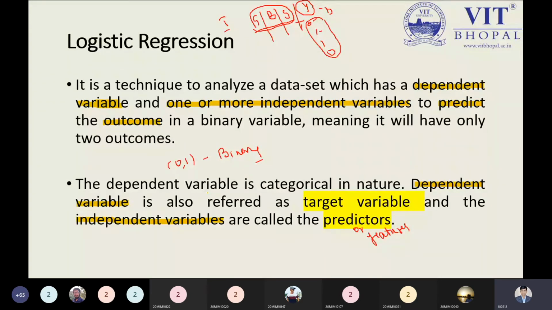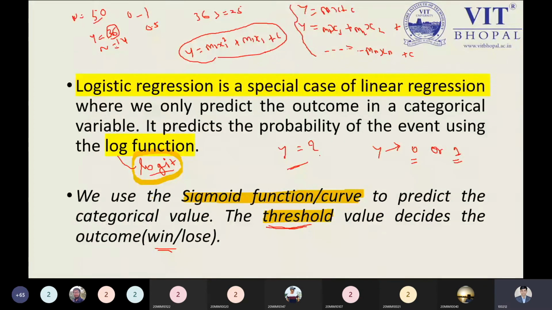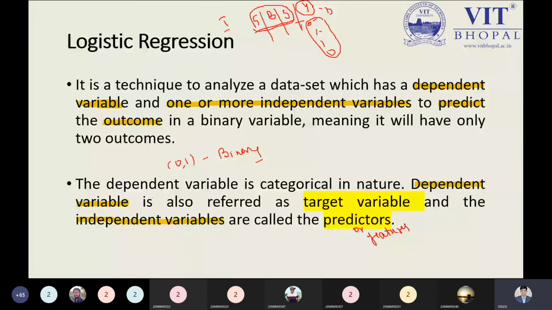I'm coming to that part, but before that, if you have any doubts, you can ask. Just tell me right now. Is this idea clear so far? What is logistic regression? Is it clear? Yes, sir.